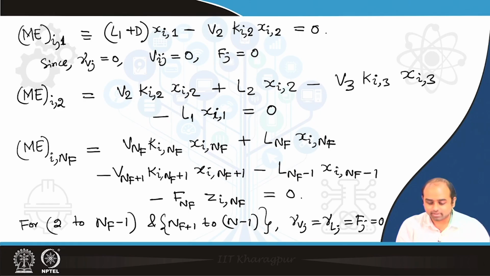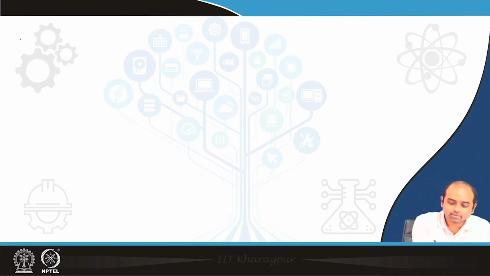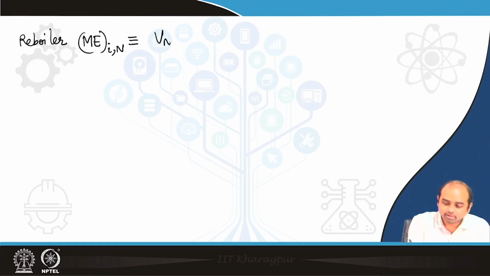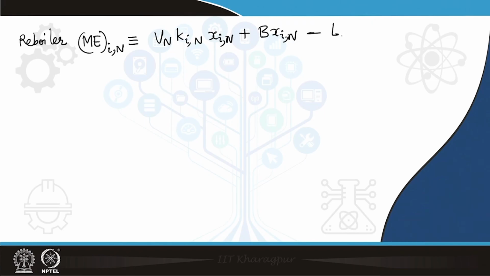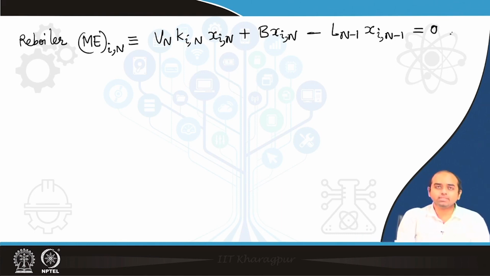So for the reboiler, let us also write down the case of the reboiler, which is the nth stage. So please note the total condenser and the reboiler are part of the stage numbering, right? This is the reboiler. For the reboiler you have only the liquid part, Ln minus 1 Xi n minus 1 equal to 0, isn't it?